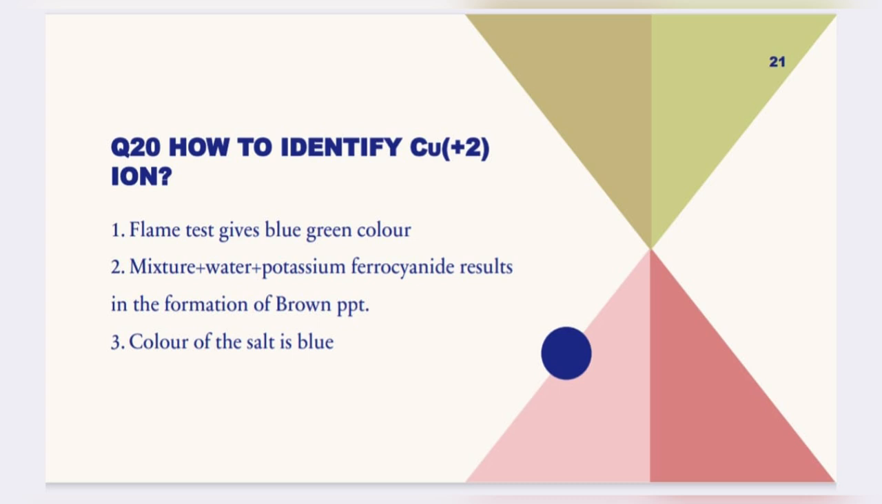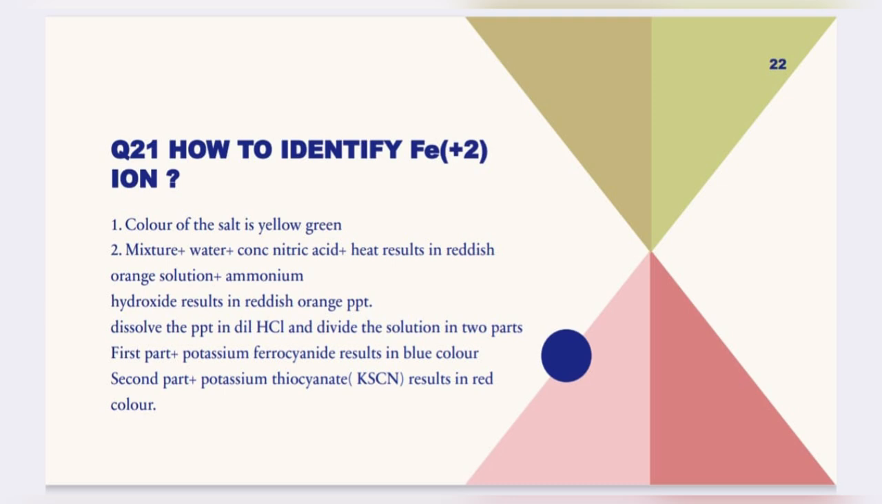We move to question number 21. How to identify the presence of ferrous iron? First, the color of the salt itself. It's yellowish green. Second test is, you take the mixture, add water and add concentrated nitric acid. If concentrated is not available, dilute will also do. And you heat it till you get a reddish orange solution. The solution, initially yellowish, turns reddish orange, which indicates the oxidation of Fe2 plus to Fe3 plus, means ferrous to ferric.